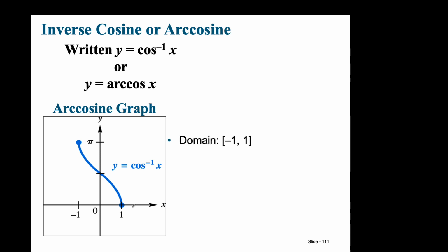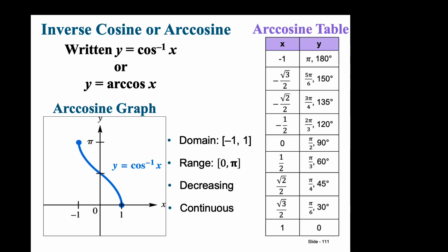Its domain is -1 to +1. Its range is 0 to pi, including 0 and pi. This one is decreasing, and arc cosine is also continuous, so decreasing and continuous on its domain. Here is an arc cosine table, which can be useful to us as a resource, with some of the frequently used values.